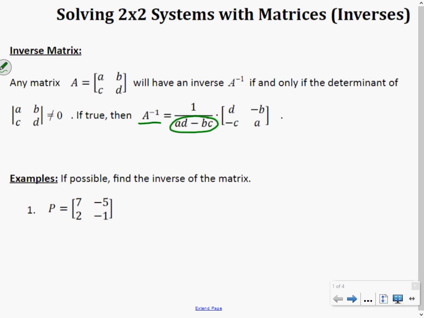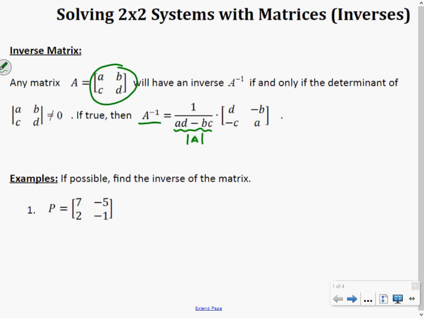So that's why the determinant can't be equal to 0. Okay, so to calculate our inverse matrix, pay attention to the order of the elements here originally. We're going to do 1 over the determinant of A, times, and then notice that A and D have switched positions, and also notice that the signs of B and C have changed. So that is going to be how we calculate our inverse matrix. So let's do it down here for example 1.